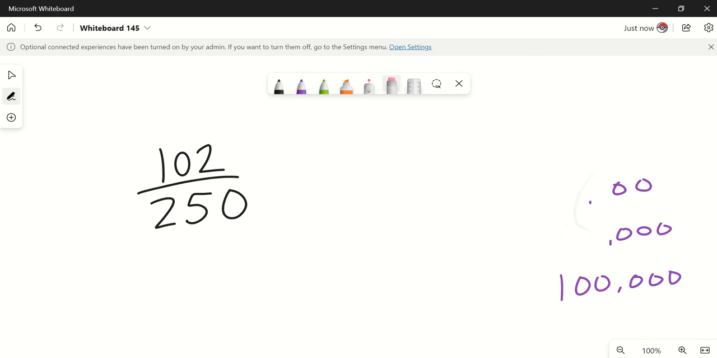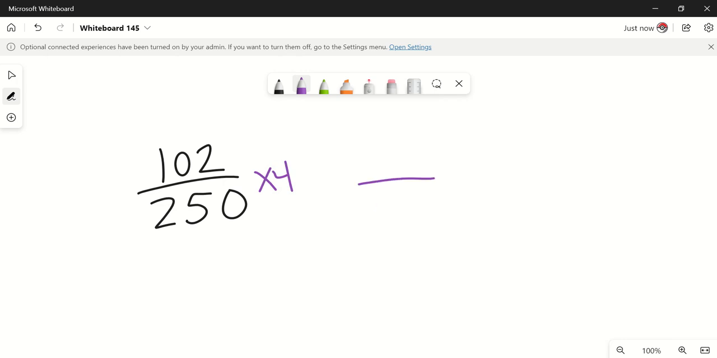Now, in this case, I can do 102 divided by 250, or I can do this. If I count by 250s to 1,000, it's going to be 4 times. 250, then 500, then 750, then 1,000. So if I multiply both of these numbers by 4, I'm going to get 1,000 as my denominator, and it'll just be whatever 102 times 4 is. This is going to be the easier way.